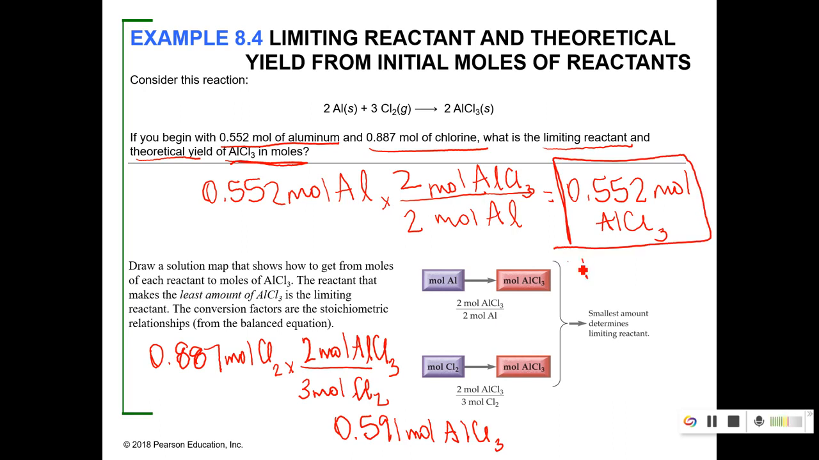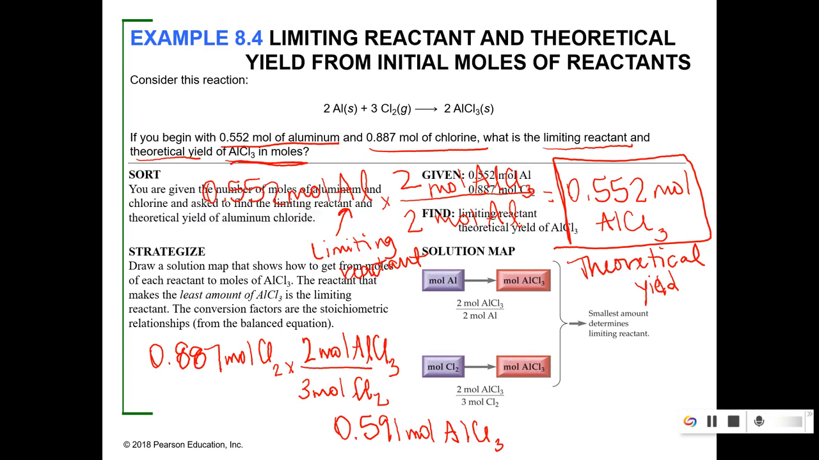Okay, so my smaller answer is the one that's my theoretical yield. And my starting point is my limiting reactant. The starting point that gave me that theoretical yield. Okay, so I know this is a little different. It's okay. But again, the smallest answer is the theoretical yield. The one that gave me that is my limiting reactant.